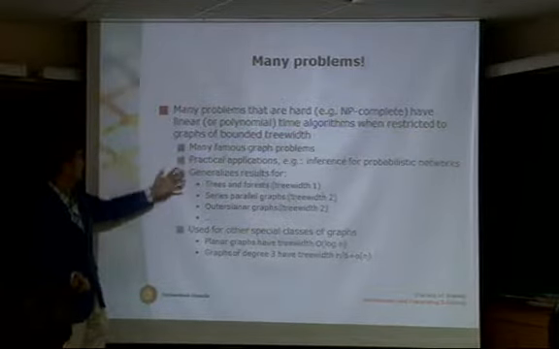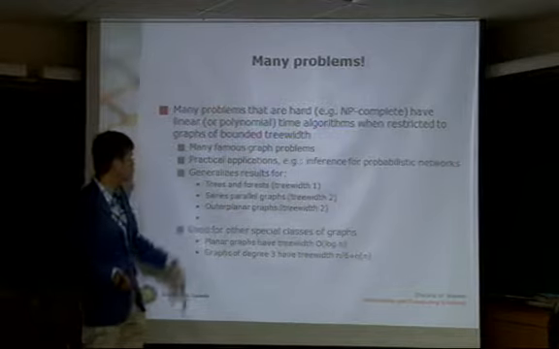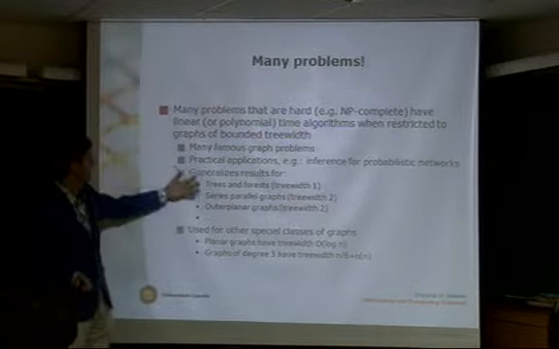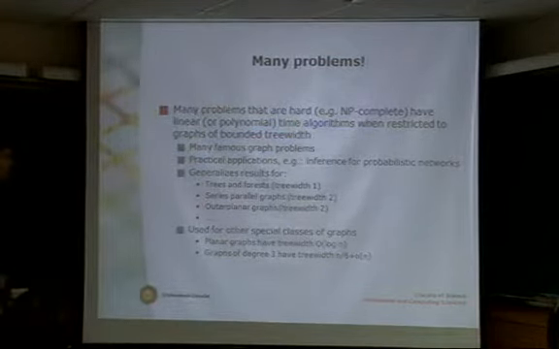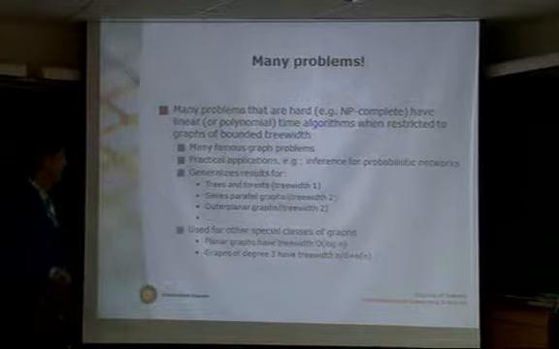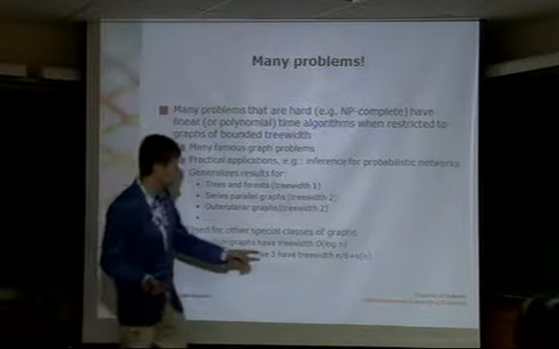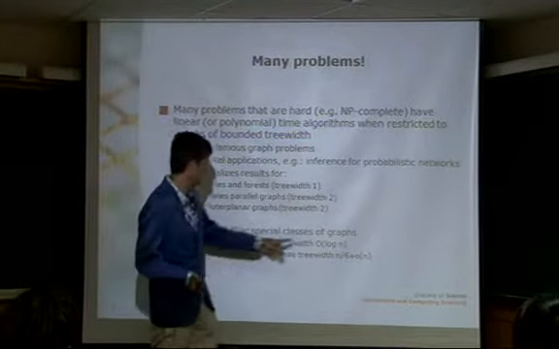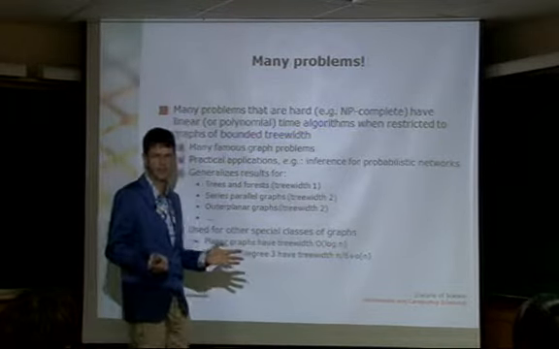And this generalizes also many results for special cases like trees, forests, series parallel graphs, outerplanar graphs. There you have algorithms for these, and these are just generalized in this way. You can also use this for other special classes of graphs, for instance planar graphs. Oh, these should be a square root of n, there's a mistake. So planar graphs have tree width order the square root of n. It's basically the planar separator theorem.